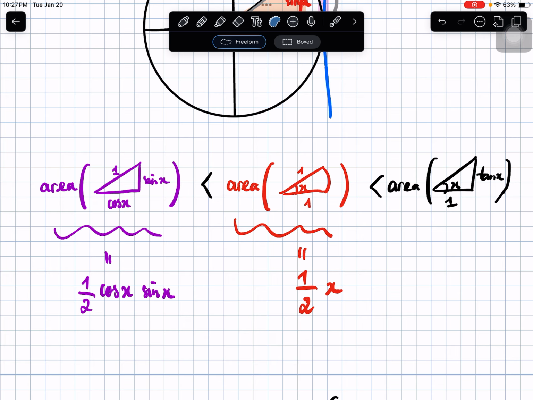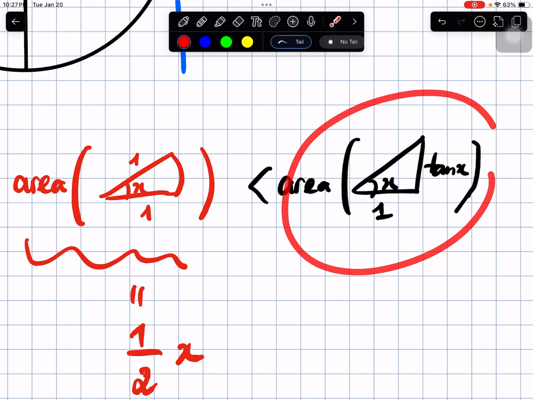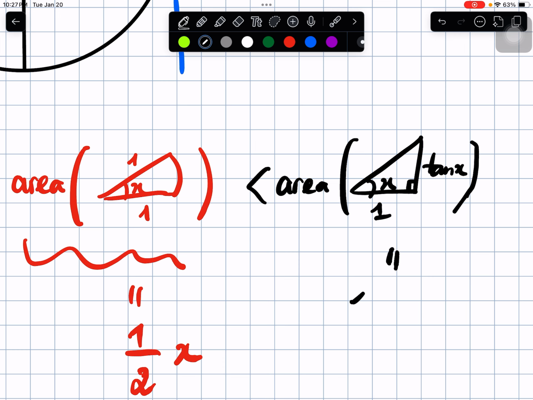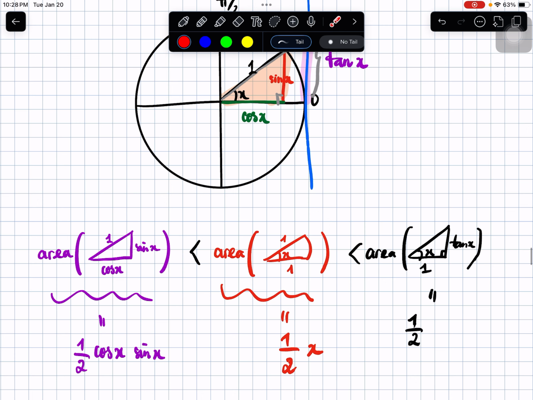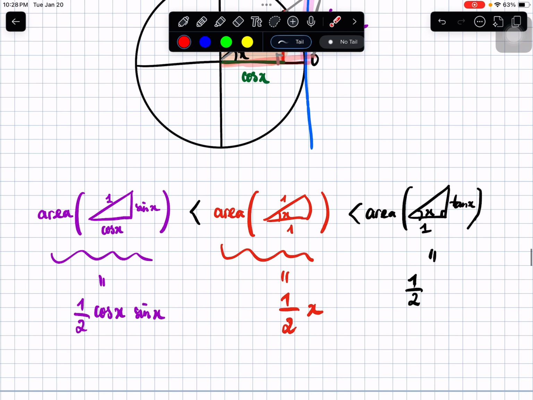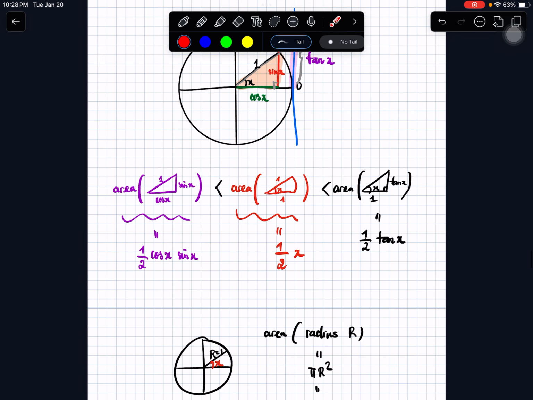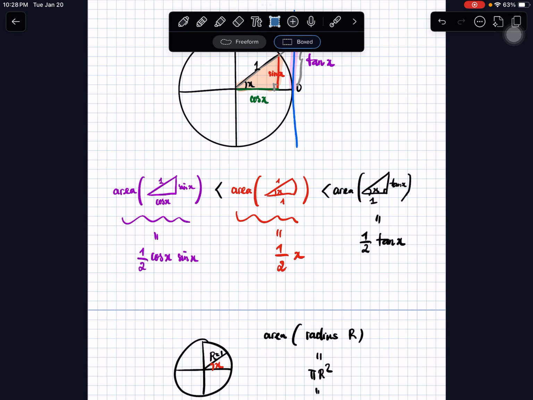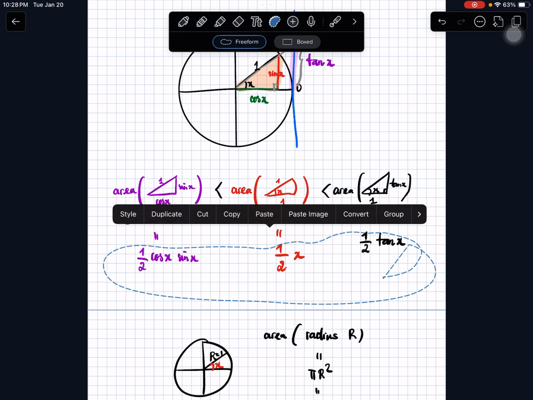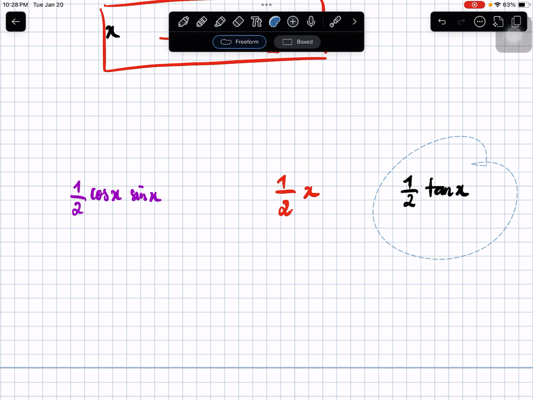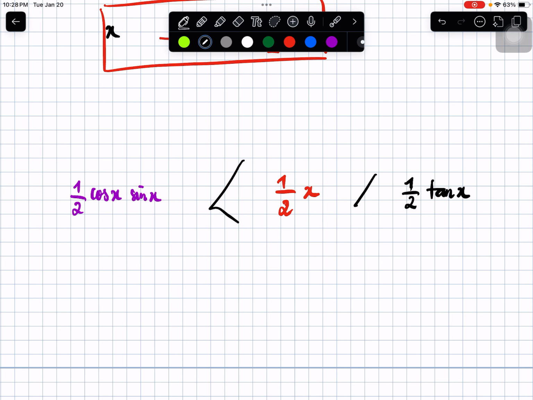Now we look at the last one, the area of this right triangle. Again, it's just 1/2. One length is 1, this length is the radius 1. The other one is tangent x. So we have 3 areas, so we have 2 inequalities: this one less than this one less than this one.